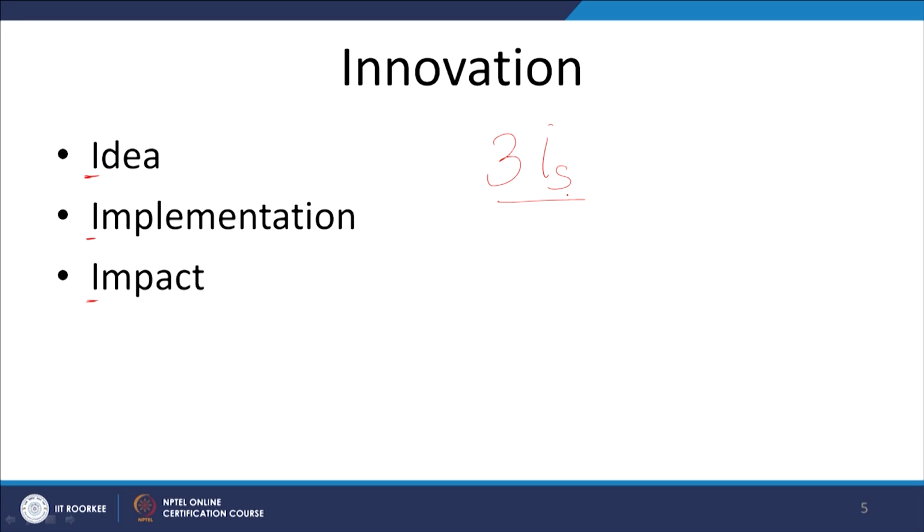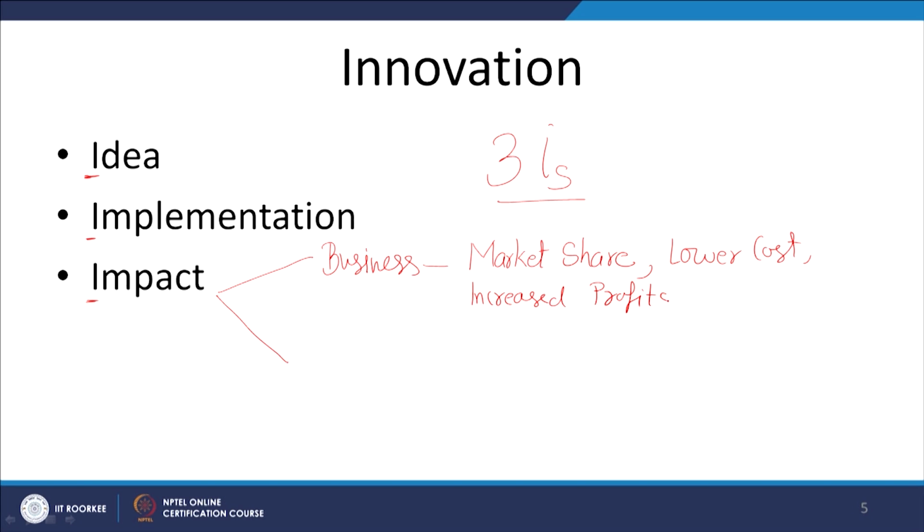And depending upon the nature of the organization, you may have different types of impacts. If it is a business organization, then the impact may be in terms of increased market share, it may be in terms of lower cost, it may be in terms of increased profits, etc. And if it is a non-business organization, so here the criteria of impact may be as per the nature of the organization.